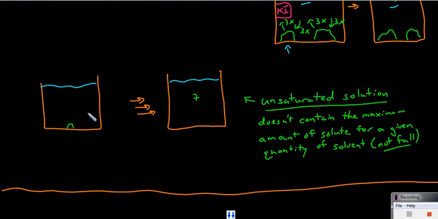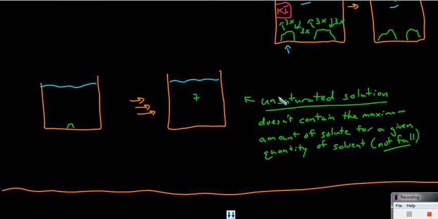Finally, what if we were to add just a small amount of solute, so that actually all of it was able to dissolve into the solution? Perhaps the solution can only dissolve 9 particles in that given amount of liquid, but we only added enough solute to have 7 particles dissolved. Well, I guess the solution is not full then, is it? You could dissolve up to 9. It's not full. It's not saturated. It's unsaturated. It's an unsaturated solution. It doesn't contain the maximum amount of solute for a given quantity of solvent.